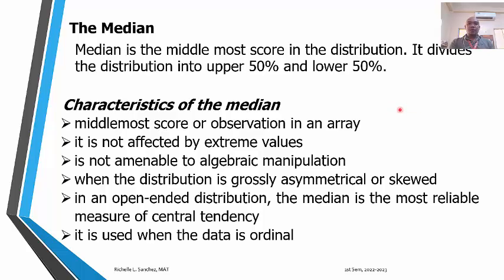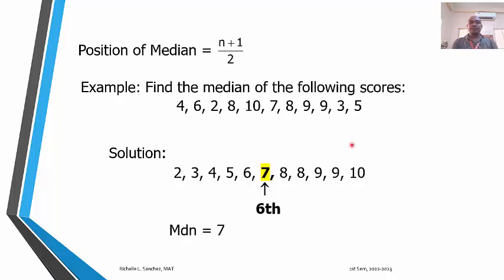First, middlemost score or observation in an array. Median is not affected by extreme values. Median is not amenable to algebraic manipulation. When the distribution is closely asymmetrical or skewed, median is the most appropriate measure of central tendency to use. This is also used in an open-ended distribution, and this is used when the data is ordinal. So these are the characteristics and properties of our median.